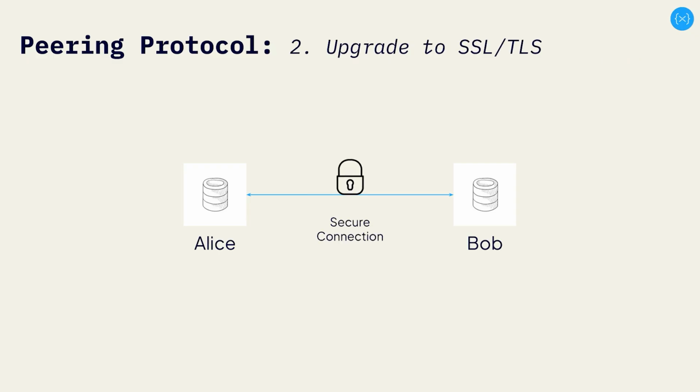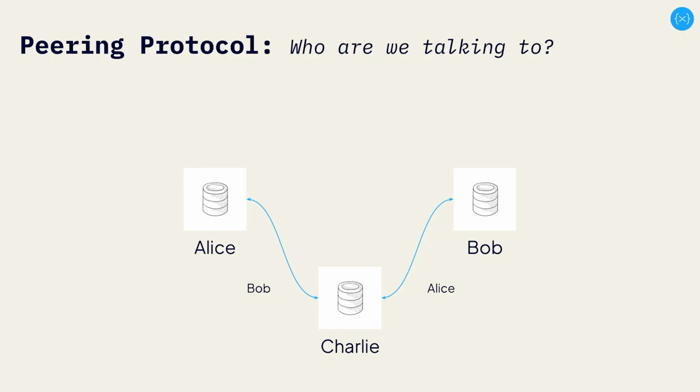As a second step, Alice and Bob upgrade that TCP connection using SSL/TLS to make sure that nobody can snoop on their traffic. However, we still have a problem. How can Alice guarantee that the server it connected to is indeed Bob? And this is where node identity of Bob plays a role.